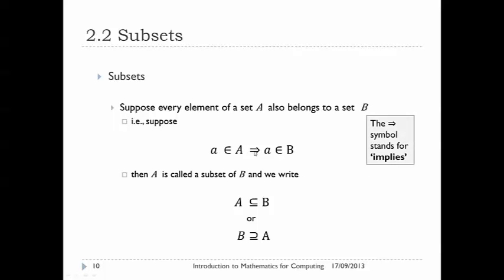The symbol, the two dashes with the arrow, is read as implies. So if we were to take this statement here, we would read it, A is an element of A implies that A is an element of B. And what we're trying to get across here is the idea that if A is an element of the set A, then it is also an element of the set B.